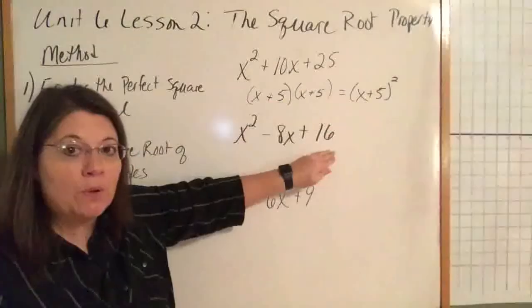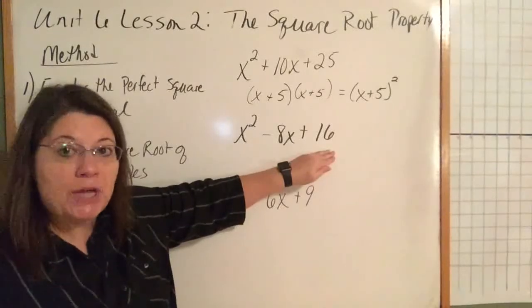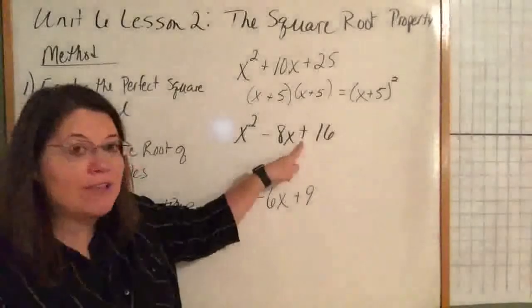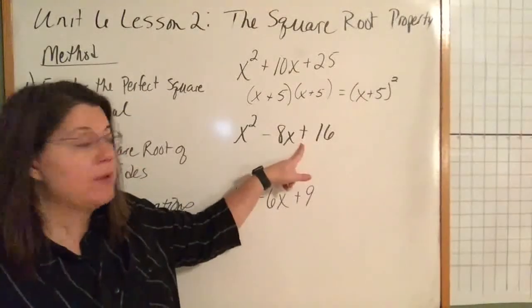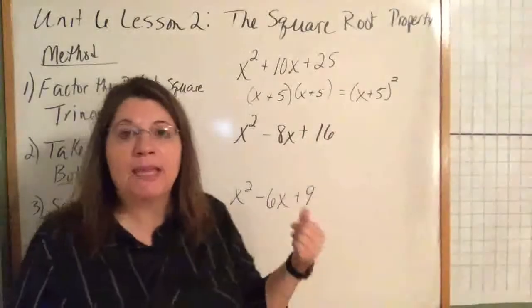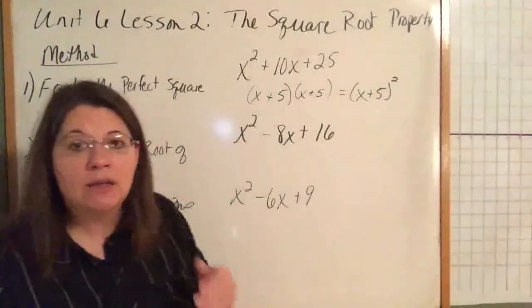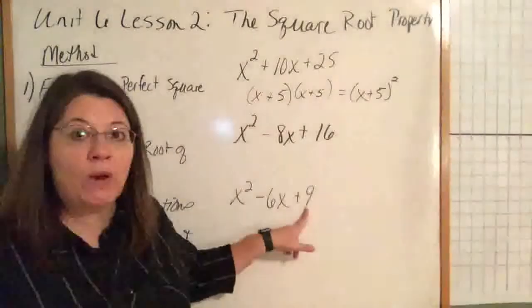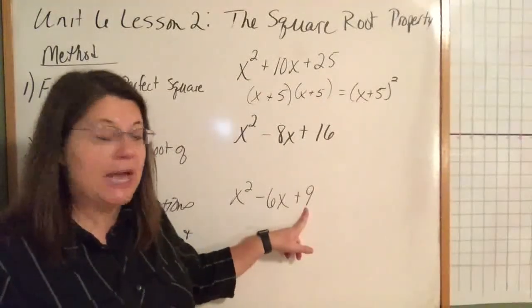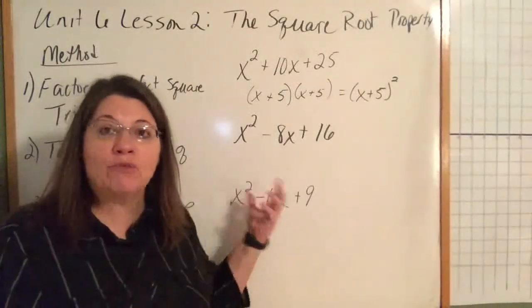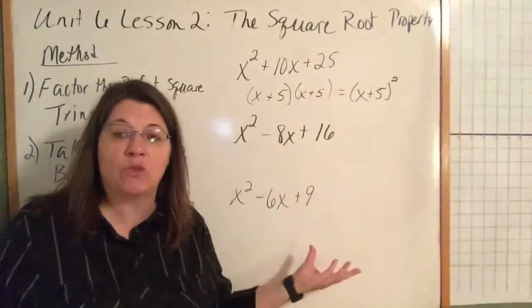So in this one, the square root of 16 is 4. 2 times 4 is 8, so we know this is a perfect square. This always has to be a plus if it's a perfect square, because the plus tells me the signs in my binomials will be the same. In order for it to be a perfect square, the signs have to be the same in each binomial. 9 is a square number. The square root of 9 is 3, and 3 times 2 is 6, so this is also a perfect square. So we have to recognize perfect squares before we can do the square root method.